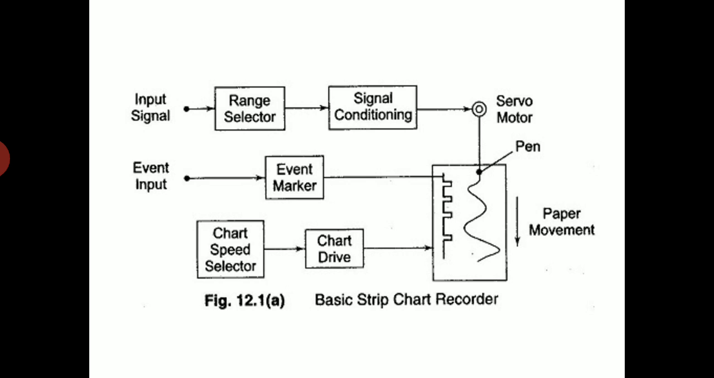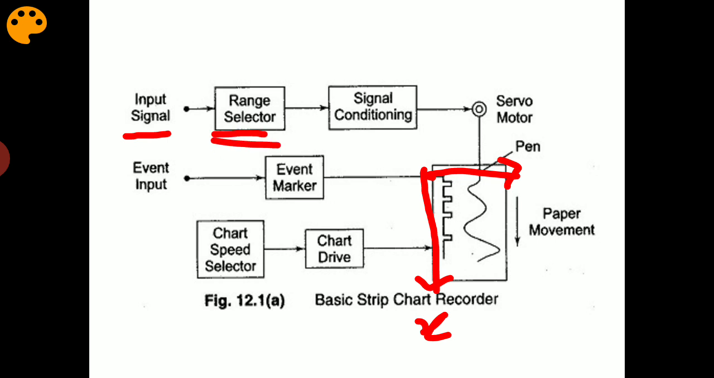Obviously, one of the axes of a strip chart recorder will be time. Here we take the x-axis of this strip chart recorder to record time and the y-axis will record the amplitude of the signal. The signal is fed through this channel. First it is made into a suitable range and conditioned and fed into a servo motor. The motor is controlling the motion of a pen along the y-axis, and depending on the amplitude of the signal, the pen will move either up or down.